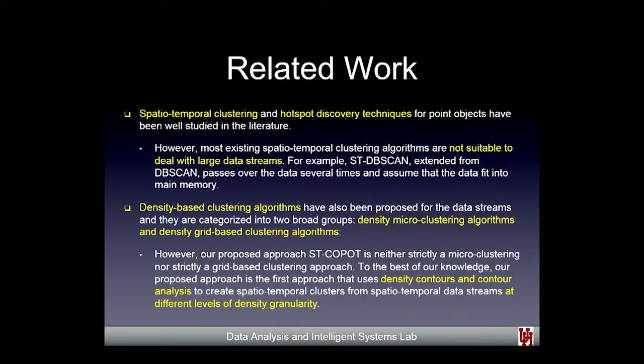There are a lot of existing clustering algorithms, but most of them cannot be applied to streaming data. And even though there are a lot of density-based clustering algorithms, none of them use the contour algorithm or contour analysis. So that's the novelty of my work.